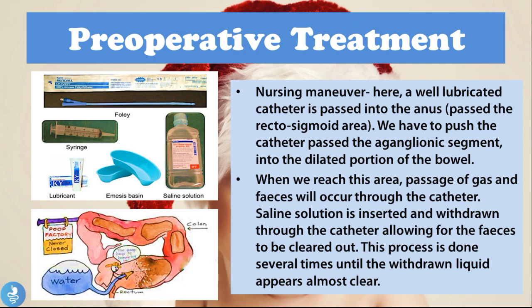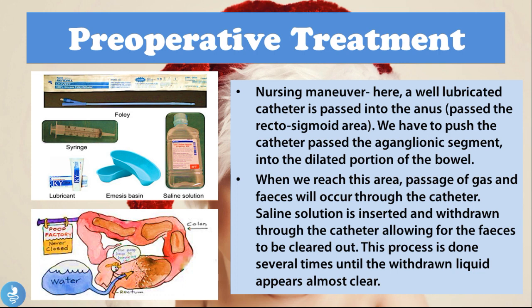Saline solution is then inserted and withdrawn multiple times through this catheter, allowing for feces to be cleared out. If you look at my image at the bottom, you can see we use the Foley catheter, a syringe, a lubricant, an emesis basin, and saline solution. And basically what we do is we rinse out the area of the bowel, which is collecting all the fecal matter, so that we don't have the development of the toxic megacolon.